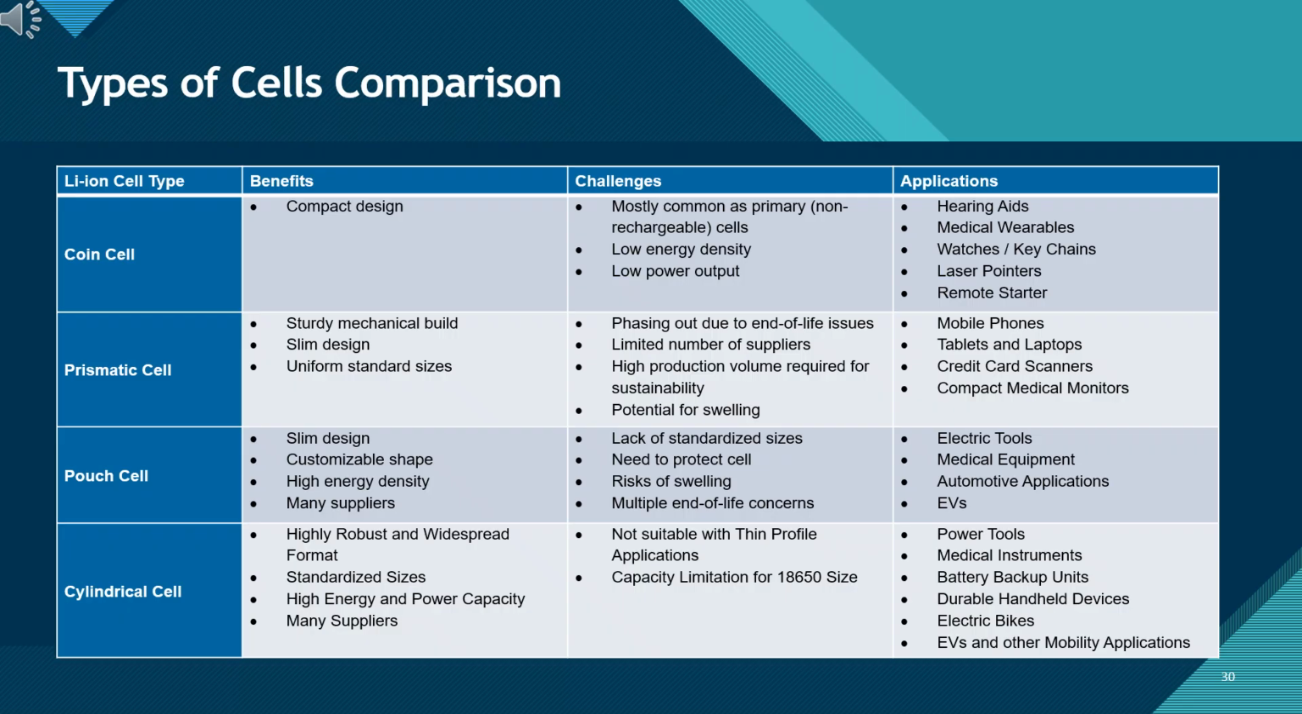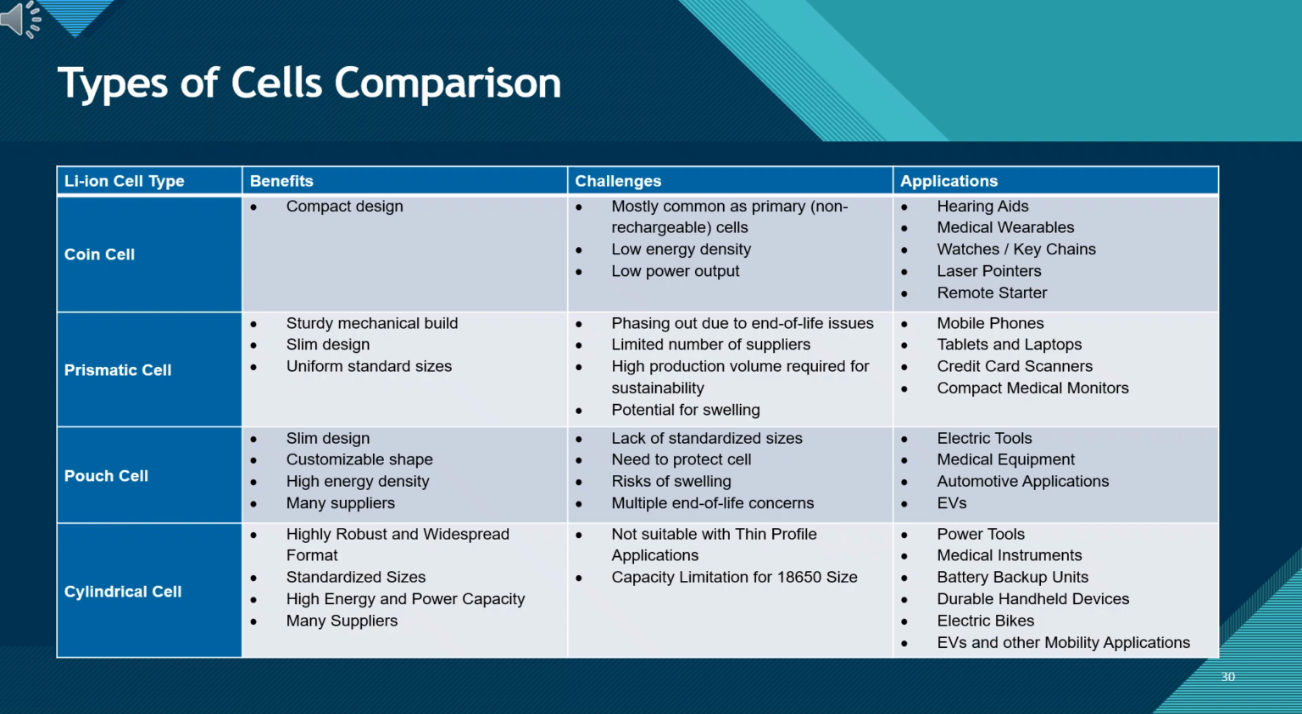The real battle in high-power applications, such as EVs and power tools, is between the cylindrical, prismatic, and pouch cells. Cylindrical cells are the veterans of the industry. They are highly robust and have standardized sizes, like the 18650 or 21700 formats you see in many battery packs. They are reliable and safe, which is why they are widely used in EVs. Prismatic cells offer a sturdy mechanical build like cylindrical cells, but in a slim, rectangular profile. This makes them easier to stack.